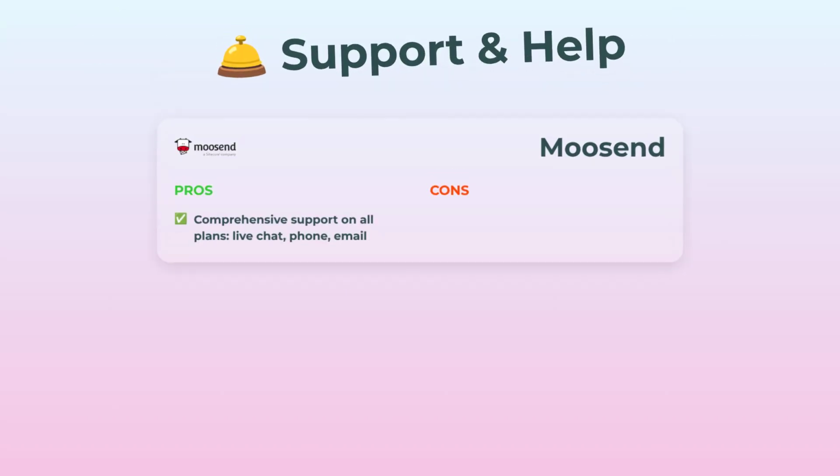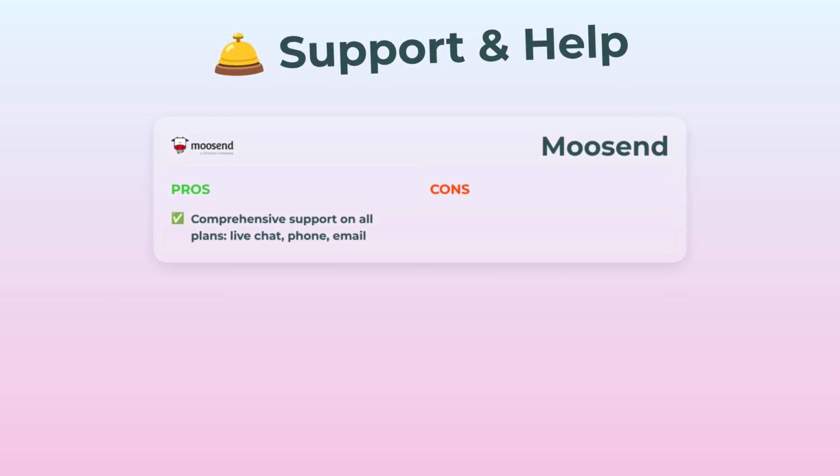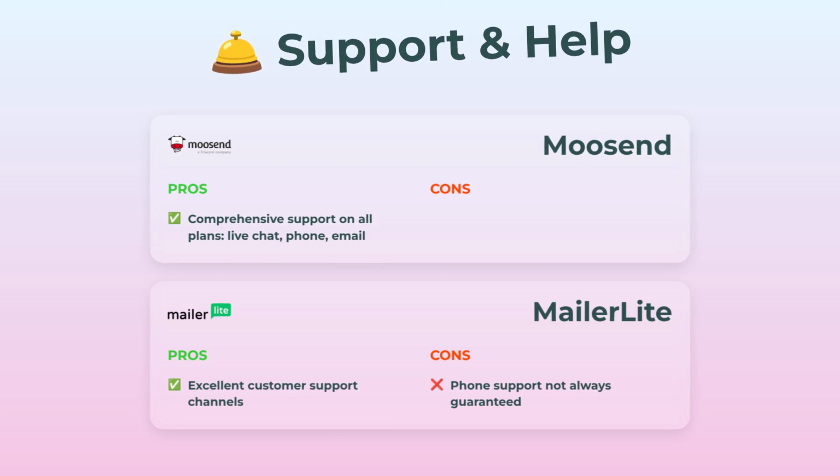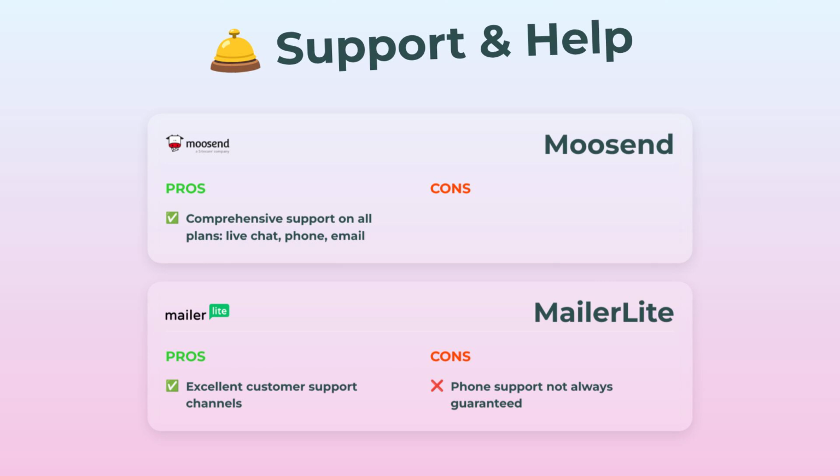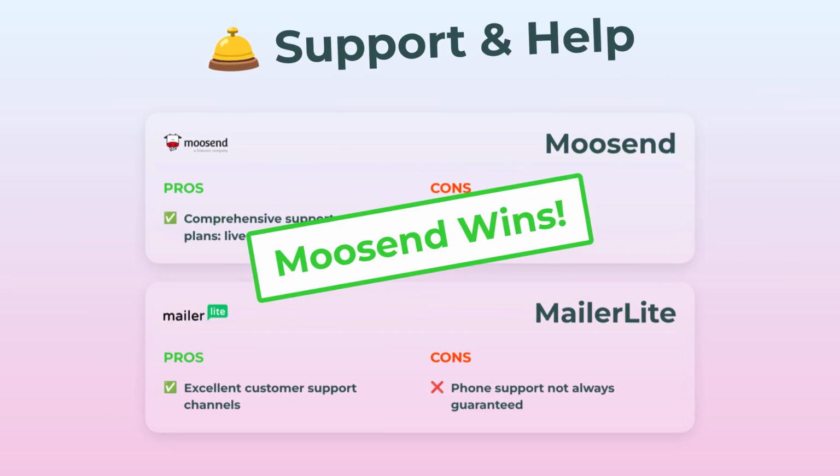Support and help, because everyone gets stuck sometimes, right? Moosend gives you everything on all plans, from live chat to phone or email help. No hoops, just real support. MailerLite also scores well. Their support crew is legit, but just so you know, phone support isn't always a sure thing. If your business needs quick, reliable help, Moosend is going to come through stronger.